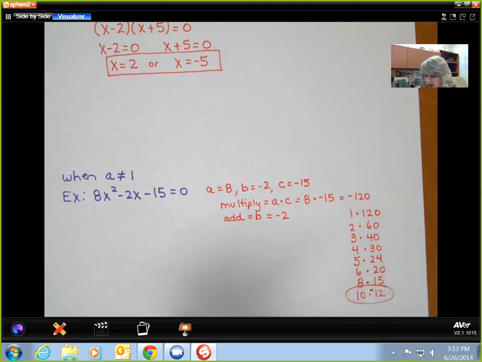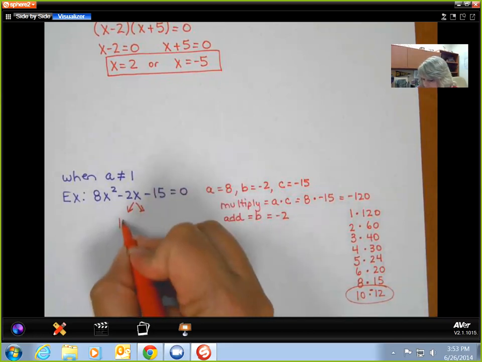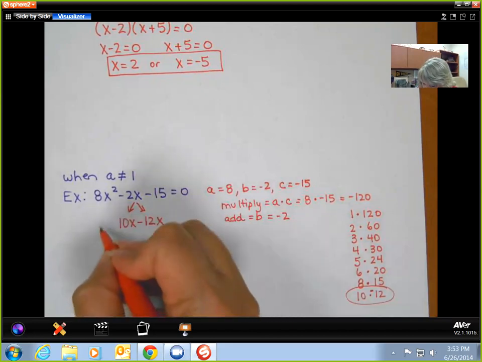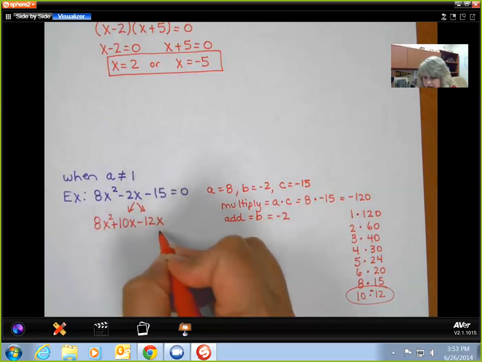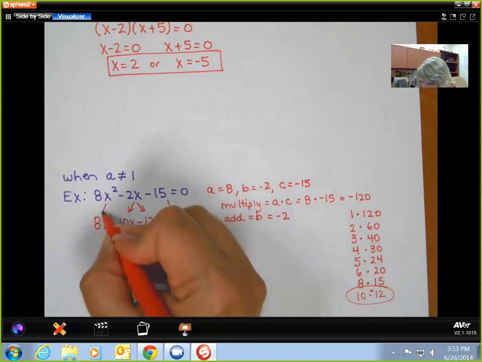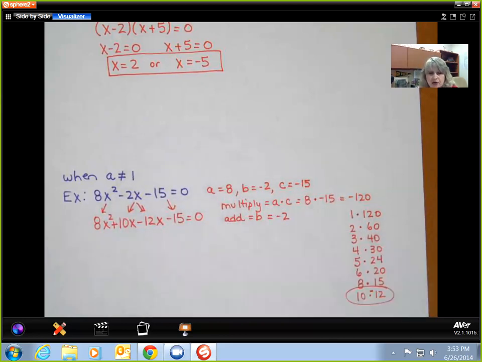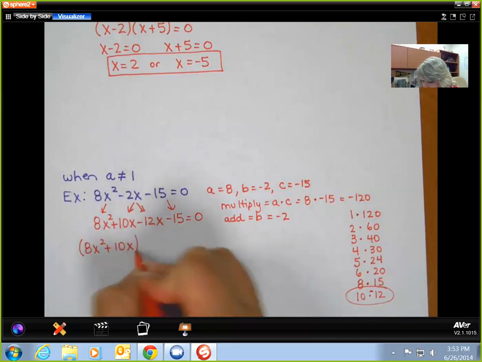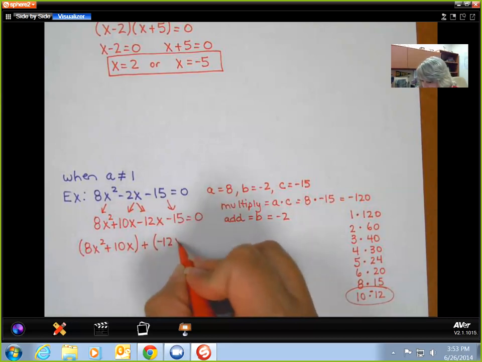So what we do is we break up this negative 2x. We call it 10x minus 12x. Okay, and we're going to pull the rest of the problem down. So we have 8x squared plus 10x minus 12x. Pull down the minus 15. Now we're going to do something called factor by grouping. You group the first two terms together, so we have 8x squared plus 10x, plus, and then you group the last two terms together: negative 12x minus 15.